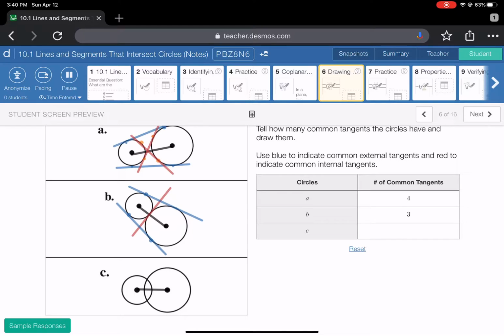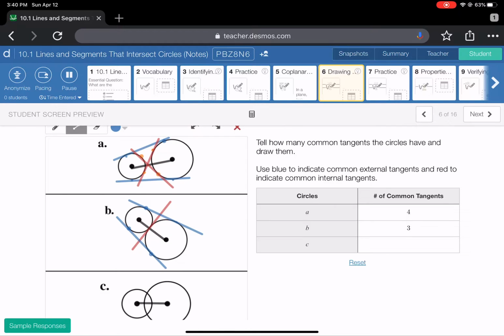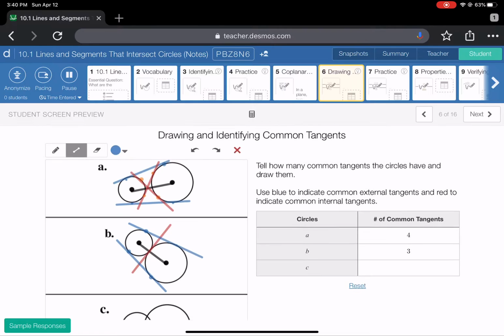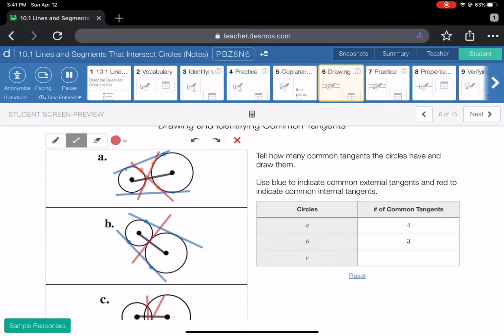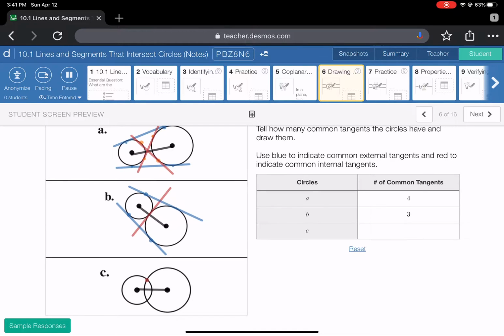And then these last circles where they overlap twice. If the circles overlap twice, there is no way that if they overlap at 2 points, I can draw an internal tangent, just because they're overlapping 2 times. So there are no internal tangents, but we're gonna have the same kind of looking external tangents where it crosses the circle one time, one time, one time, one time.